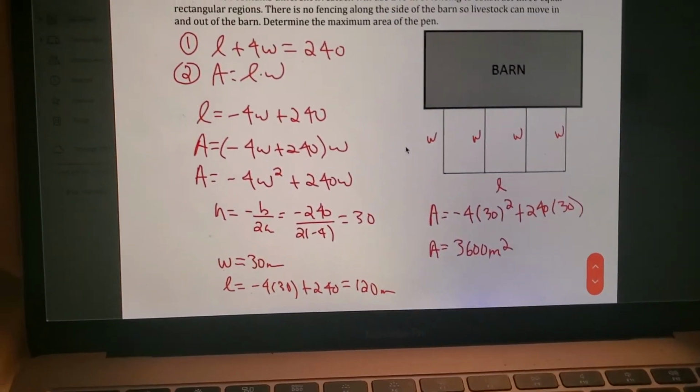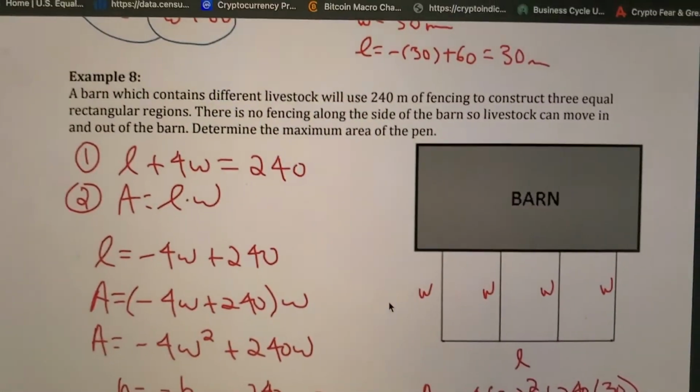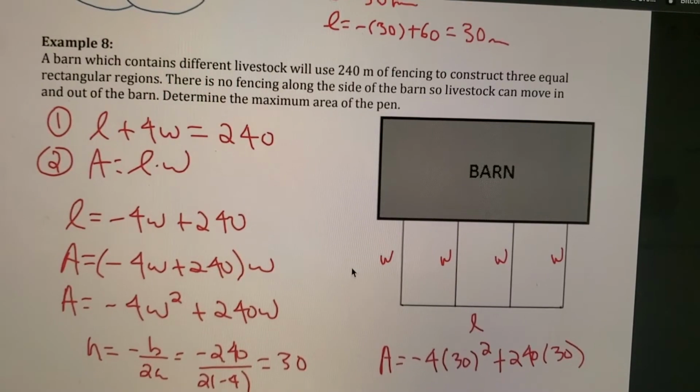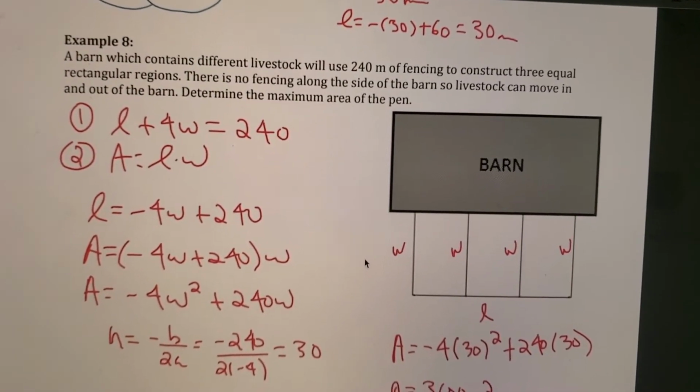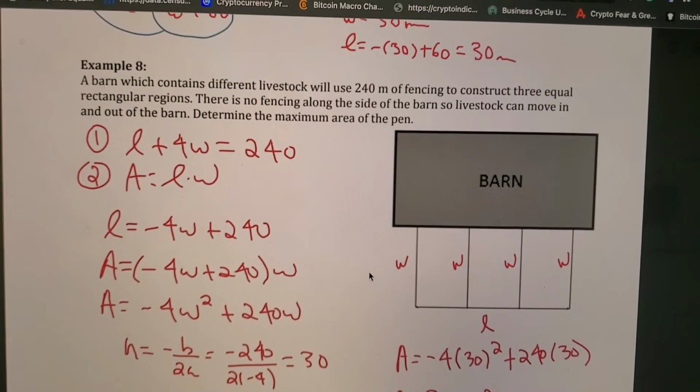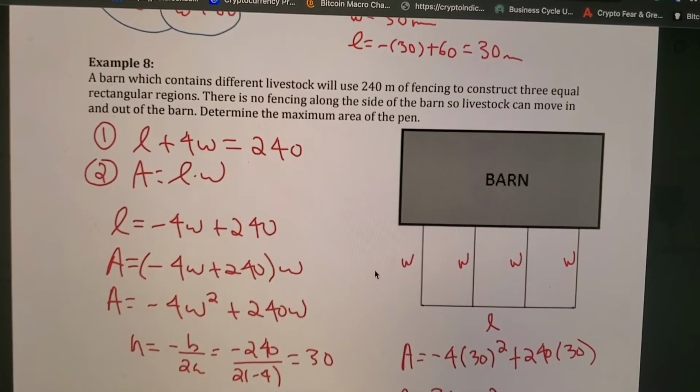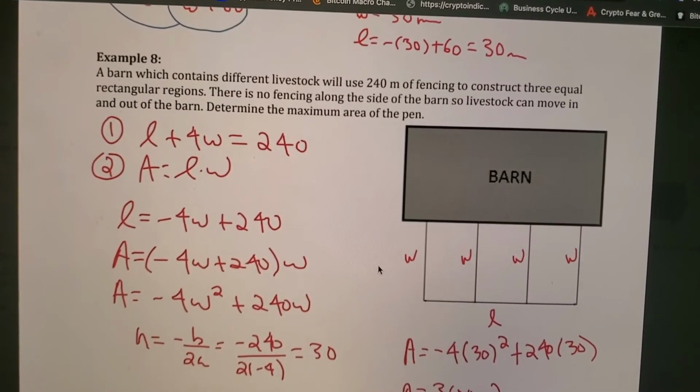So here's the next problem. Very similar, it's just shaped a little bit differently. A barn which contains different livestock will use 240 meters of fencing to construct 3 equal rectangular regions. Therefore, there is no fencing along the side of the barn, so livestock can move in and out of the barn. Determine the maximum area of the pen.